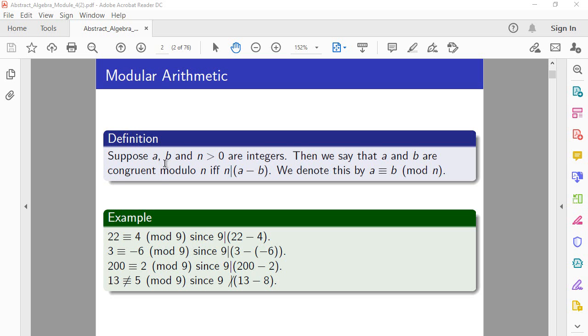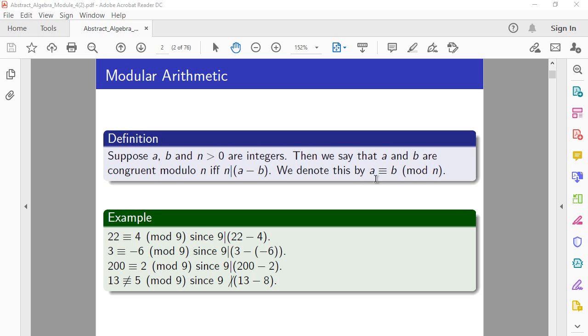So a, b are given integers, and n is a positive integer. We say that a is congruent to b modulo n if and only if n divides a minus b. We denote this by writing this notation here. So again, we say that a is congruent to b modulo n if and only if n divides a minus b.